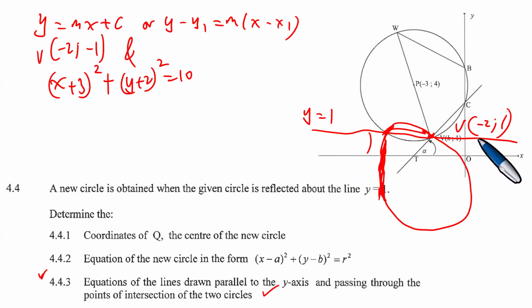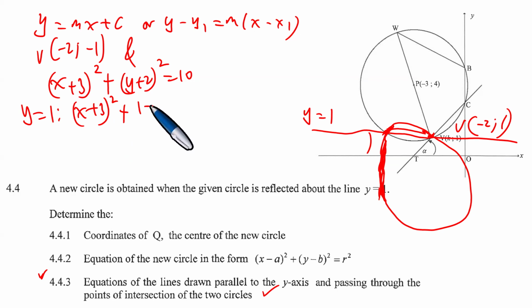You already know the y. Y is 1, so you can put it there, so that you have x plus 3 squared plus 1 plus 2 squared, and this is 10. You already know that the line that intersects the two circles has the equation y equals 1.